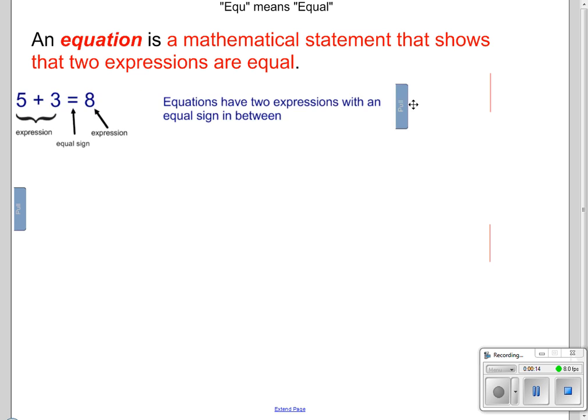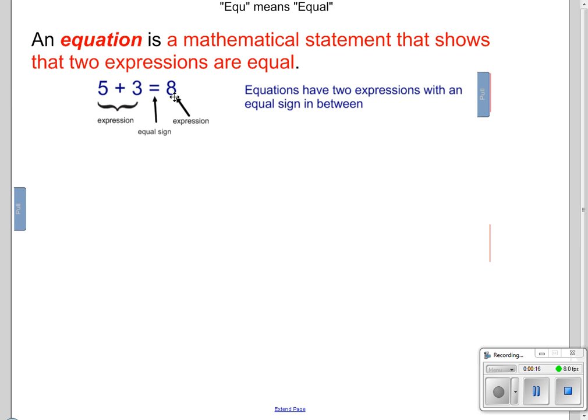And what do we mean when we say an expression? Well, an expression can be just a number, like 8 is an expression, or any combination of numbers and operations. We'll get into variables and constants in a little bit. But 5 plus 3 is an expression. 8 is an expression. An equation shows that they are equal. 5 plus 3 equals 8.